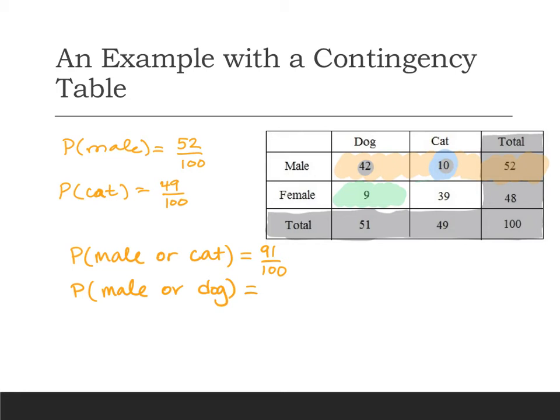That would be, let's see, 52 plus 9 should be 61 out of 100. And then I could do the same with females. I could say female or cat. So what's the probability that I select a female or a cat owner?